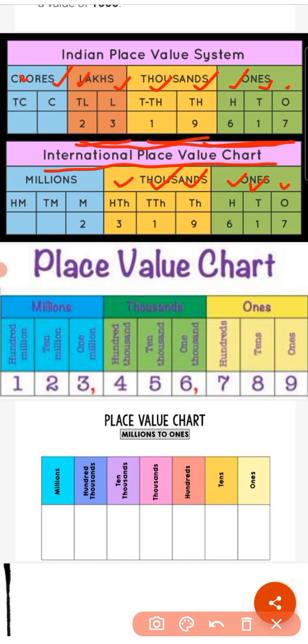Here we are not using lakhs and crores. Million, 10 million, 100 million. Okay, this belongs to the millions group. So here in this chart, the digits given are 2, 3, 1, 9, 6, 1, 7. 7 in ones place, 1 tens place, 6 hundreds place, 9 thousands place, 1 10,000s place, 3 100,000s place, and 2 millions place.